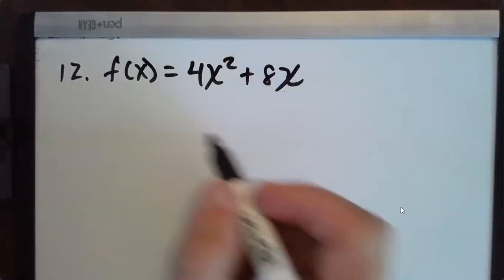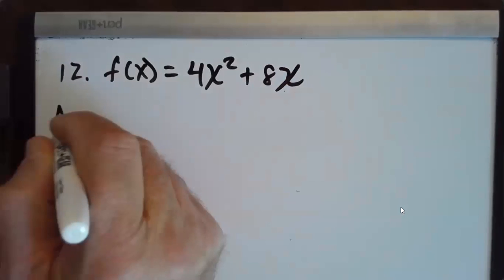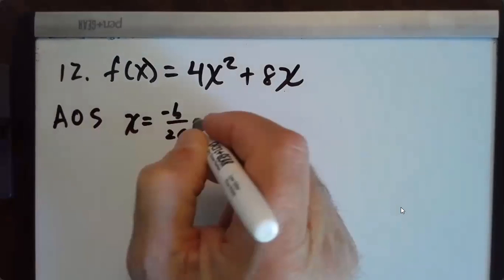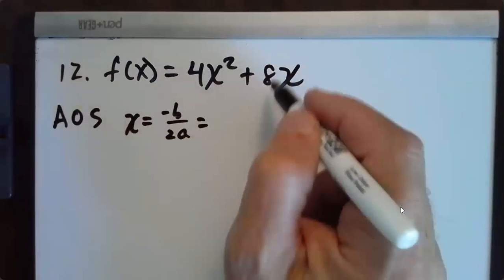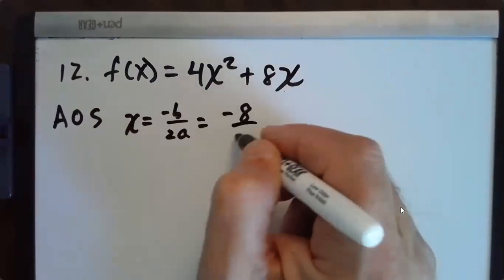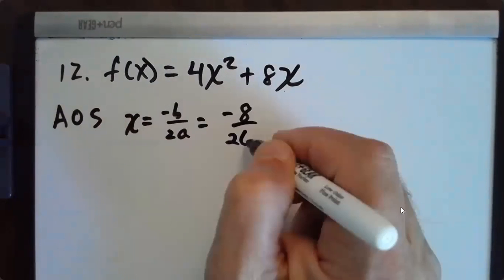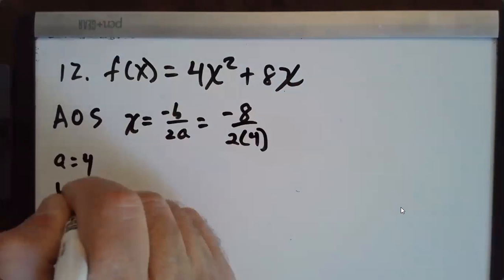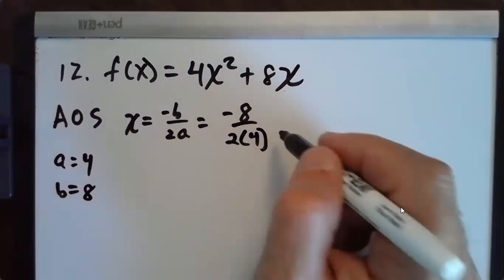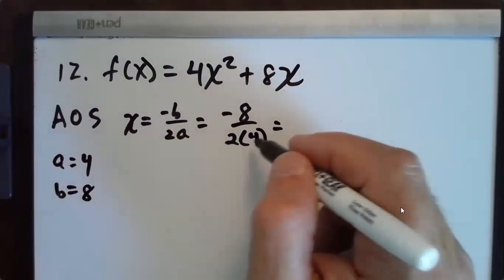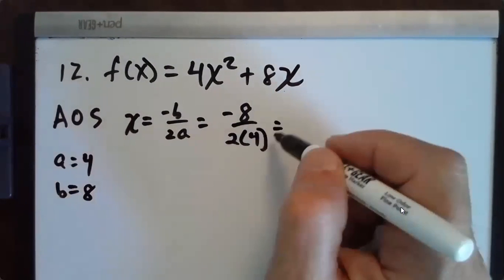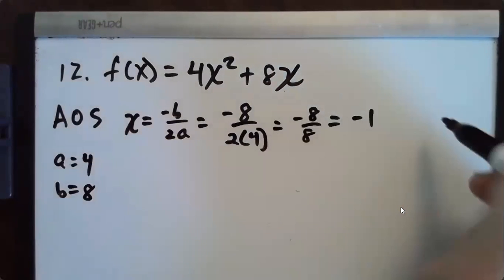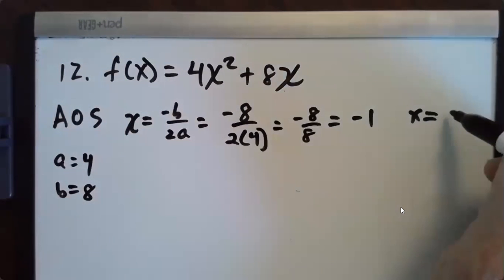All right. So first thing we do is find the axis of symmetry, right? x equals negative b over 2a, where b is 8. So this will be negative 8 over 2 times a, and a is 4, because if we look at a and b, a is 4 and b is 8. So 2 times 4 is 8, so this is negative 8 over 8, which is negative 1. So our axis of symmetry is at x equals negative 1.